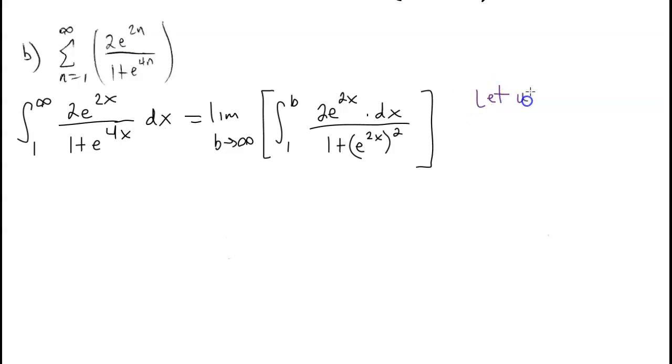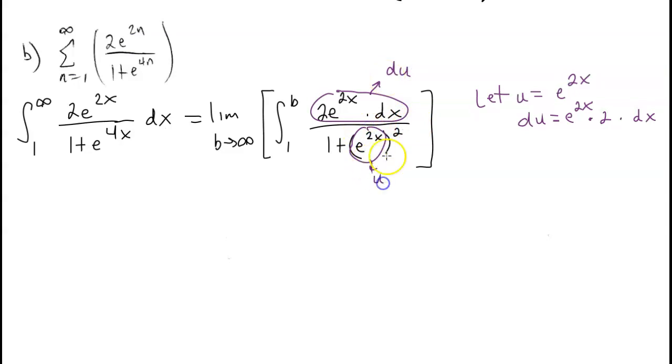So in this case, let's let u equal e raised to the 2x. And if that's the case, then if we take the derivative of u, that's going to be e raised to the 2x times 2, because of the chain rule, times dx, which is essentially what we have in the numerator here. So we know that all of this will basically be replaced by du. We know that what we see here is just going to be replaced with u.